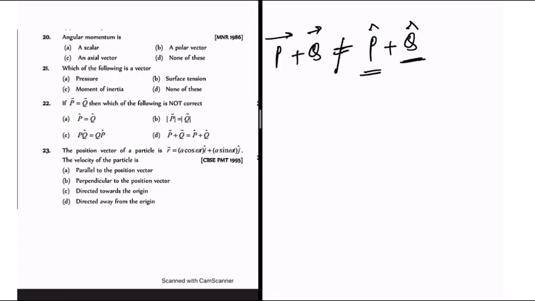23rd: the position vector of a particle is r equals a cos omega t I cap plus a sin omega t j cap. The velocity of the particle is perpendicular to the position vector, because always remember you will get velocity by the differentiation of r.